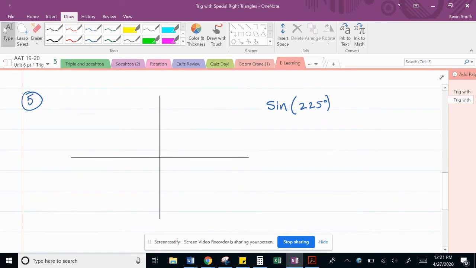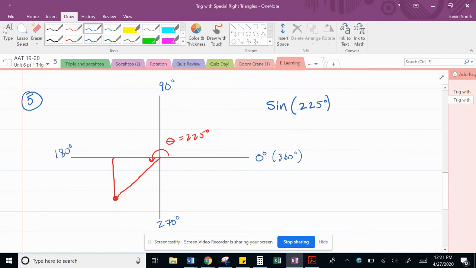Okay, let's try another one. We're going to come on down here to number 5. Sine of 225. Again, this is 0 degrees. 90, 180, 270. This is also 360 degrees. So 225 will be in the third quadrant, right around here. Again, this right here would be a 225-degree angle. So we make our triangle.